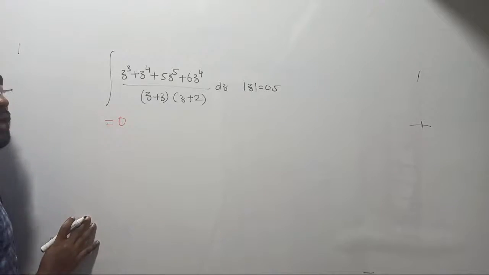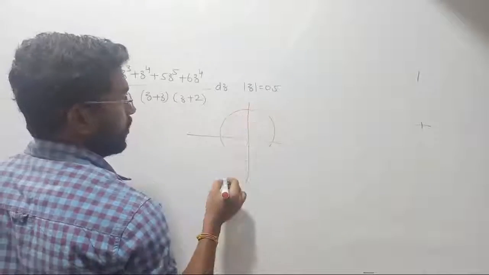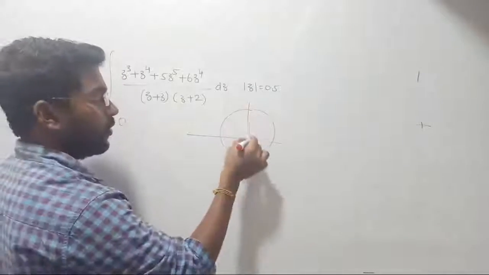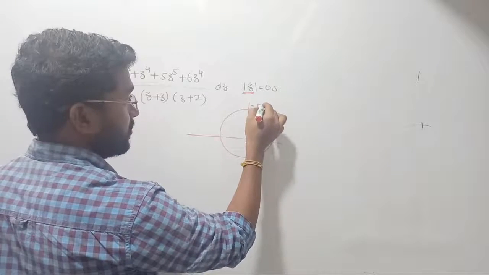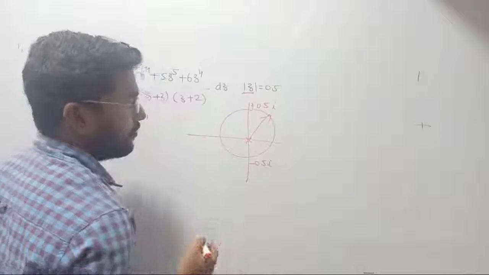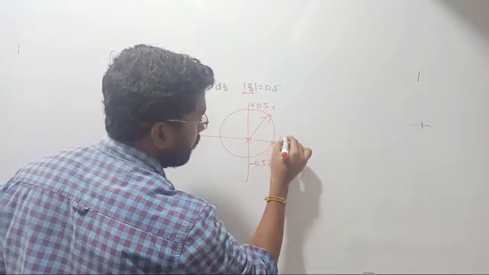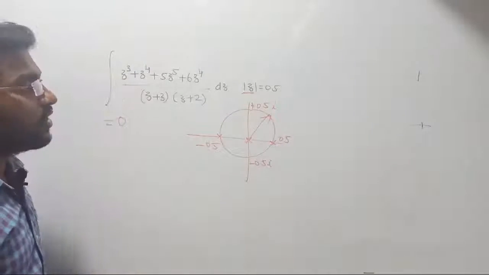The answer is over. If you draw the region of convergence, the radius is what? 0.5 from the origin. Why? Because it is centered at 0, 0. This is going to be 0.5, and this is going to be minus 0.5. What is the conclusion? Draw the region of convergence.